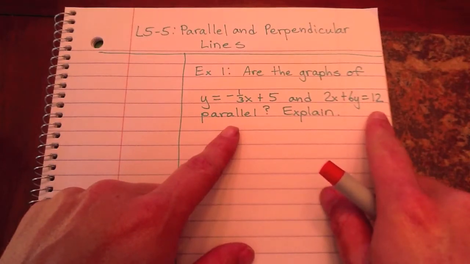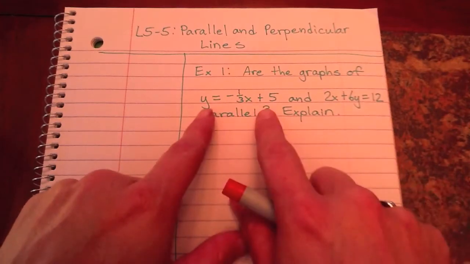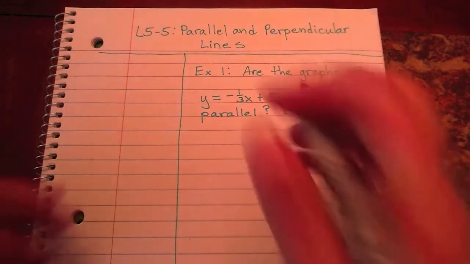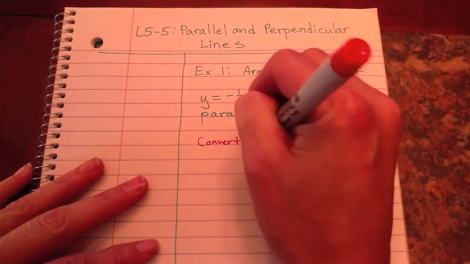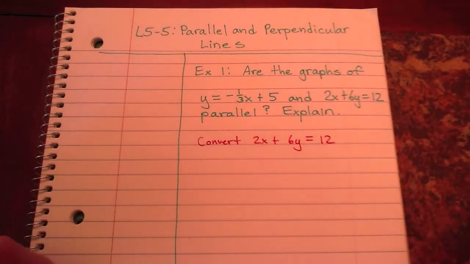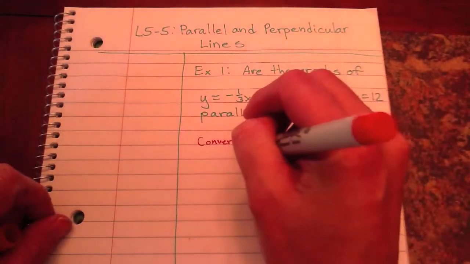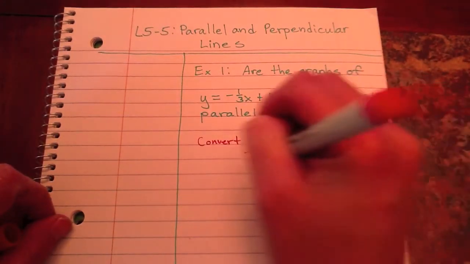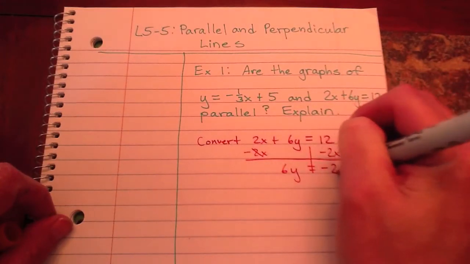This equation is in standard form. You're going to have to convert it from standard form to slope-intercept form to be able to compare it. So we're going to convert 2x plus 6y equals 12, and we're going to isolate y, slope-intercept form. And if you want to do it on your own and then hit play, you can, or you can just follow along with me. So first we're going to subtract 2x from both sides of the equation. We end up with 6y equals negative 2x plus 12.